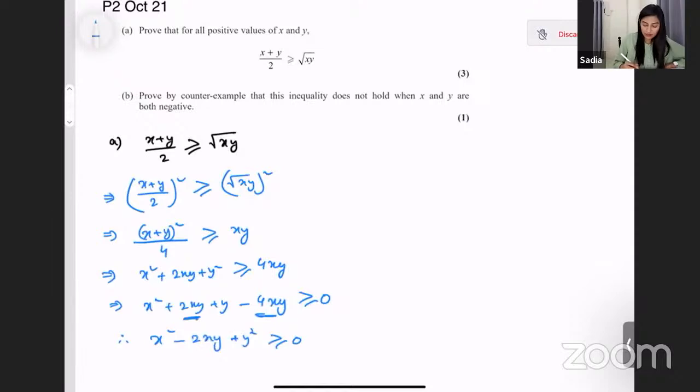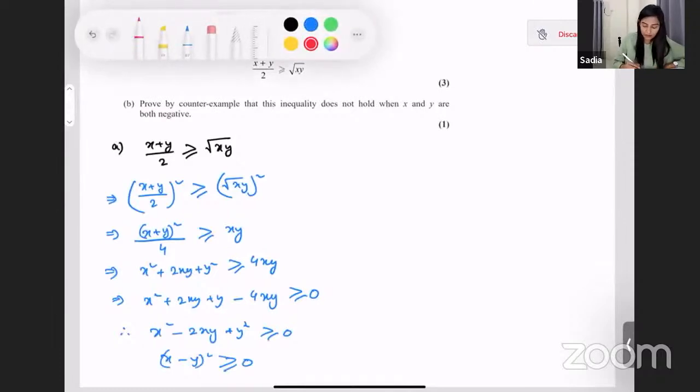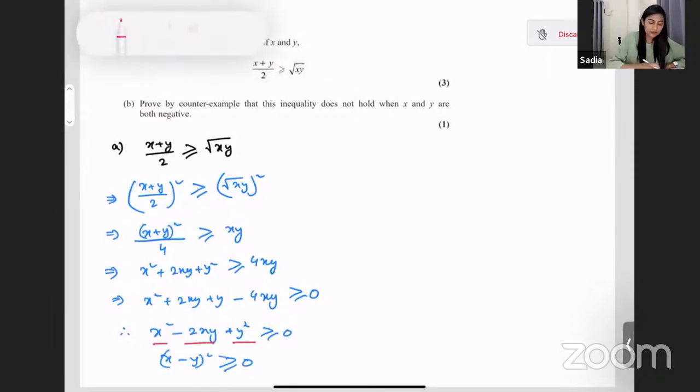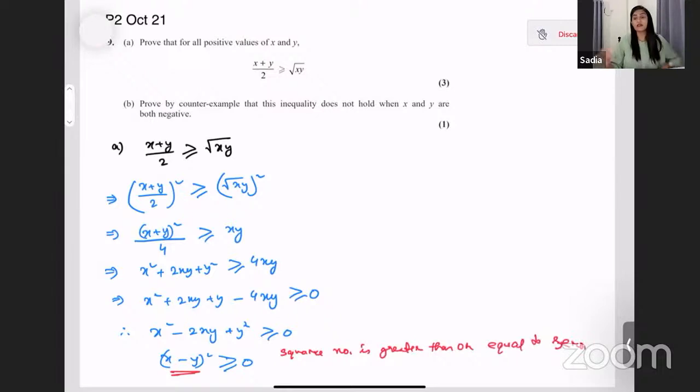So even in this problem, we are not actually adjusting anything. It's already in the format (a minus b) whole squared, right? So we do not need to do any extra effort here. A squared minus 2ab plus b squared. So since this is a square number, any square number is greater than or equal to 0. As in, it can never be negative. So that's 9a.